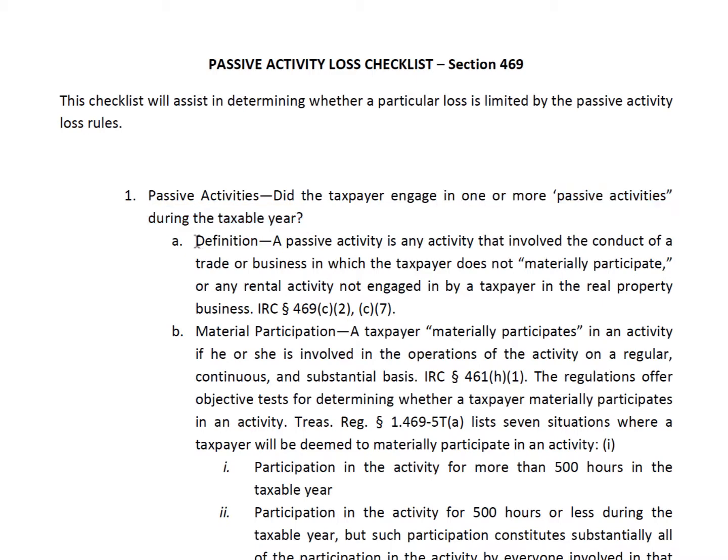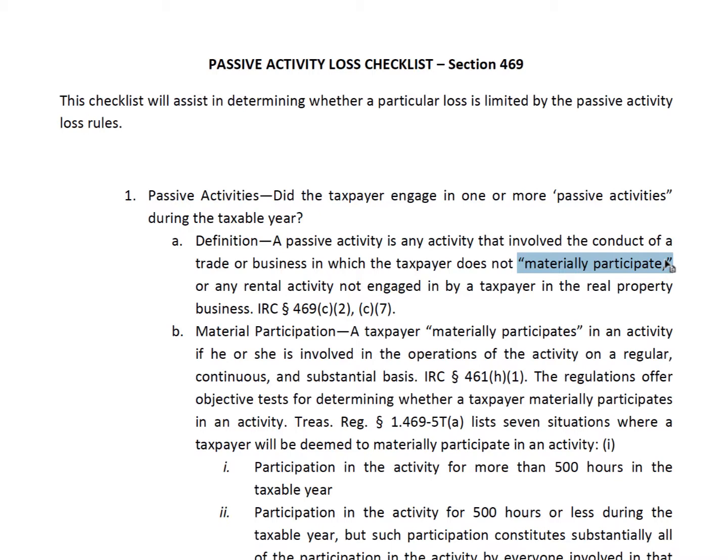So here's a definition. A passive activity is any activity that involves the conduct of a trade or business in which a taxpayer does not materially participate. That's the key phrase, materially participate. Or any rental activity not engaged in by a taxpayer in the real property business. I'm not going to go into the specifics of the rental activity because that is its own area. I just want to stick with materially participate, and give you some general overview. You're not going to have to know the specifics here.